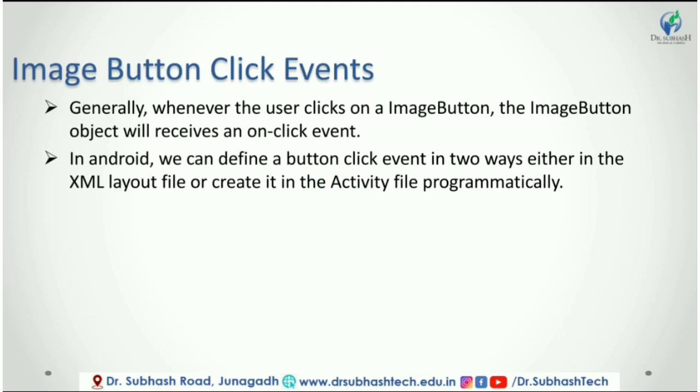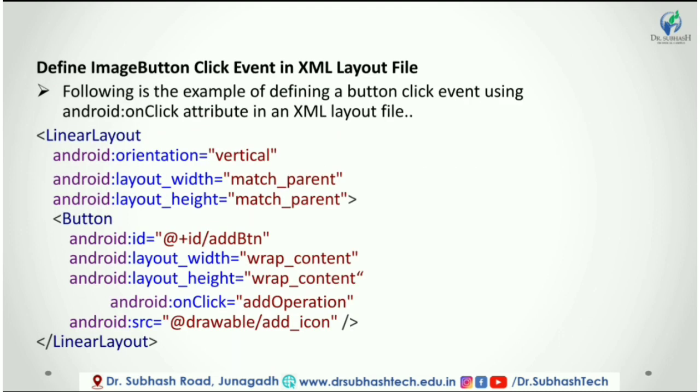Now we will learn how to perform an image button event. Generally, whenever the user clicks on an image button, the image button object will receive an on-click event. In Android, we can define the button click event in two ways, either in the XML layout file or programmatically in the activity file. First way, define the image button click event in the XML layout file.